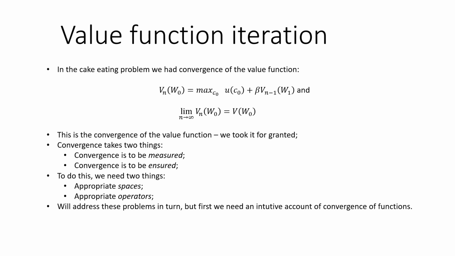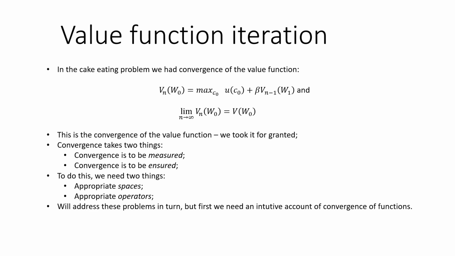So we will define spaces in a way that the distance between points can be measured. And number two, convergence is to be ensured. So we need to make sure that we use operators like the Bellman operator in the previous example that have the hope of leading to the value function as a limiting point in the end. In this lecture, we will set up a number of conditions and criteria which we need to abide by in order to have appropriate spaces and appropriate operators. So this is what we are going to do today.